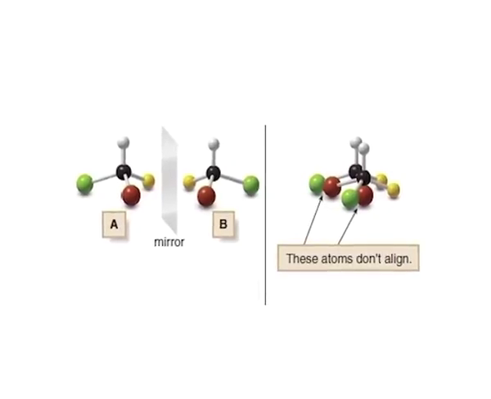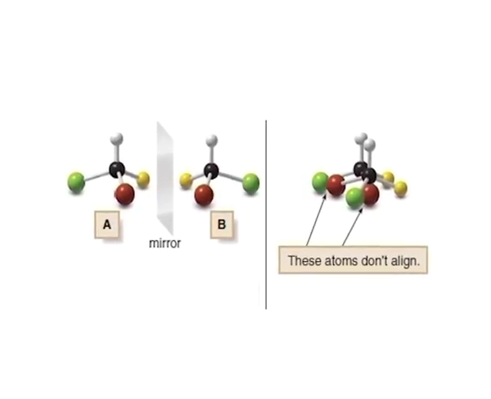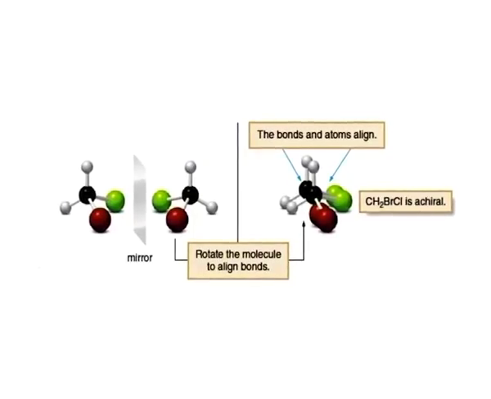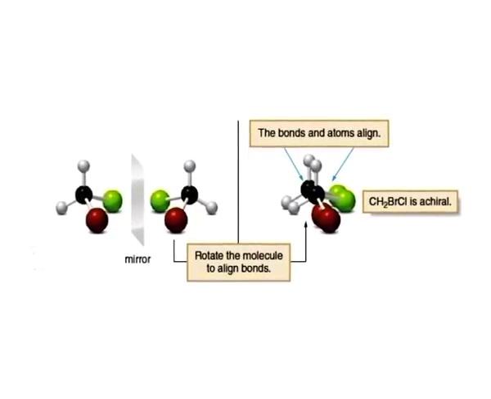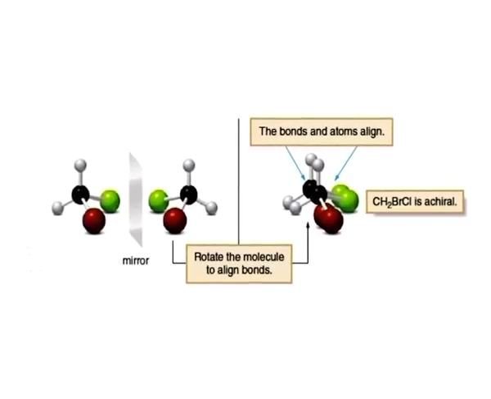For example, with bromochlorofluoromethane, the molecule labeled A and its mirror image labeled B are not superimposable. No matter how you rotate A and B, all the atoms never align. Bromochlorofluoromethane is thus a chiral molecule, and A and B are different compounds. On the other hand, bromochloromethane is an achiral molecule because the molecule is superimposable on its mirror image.